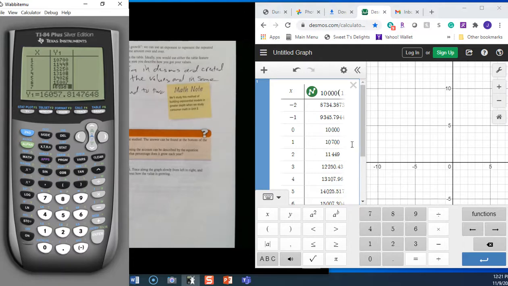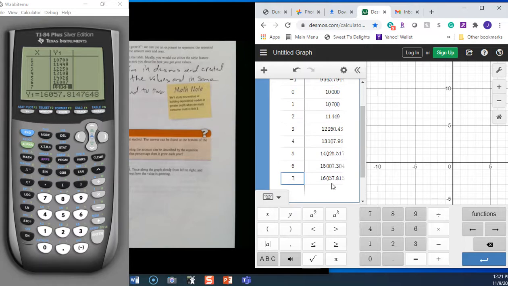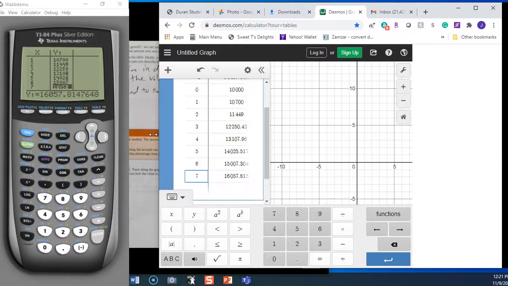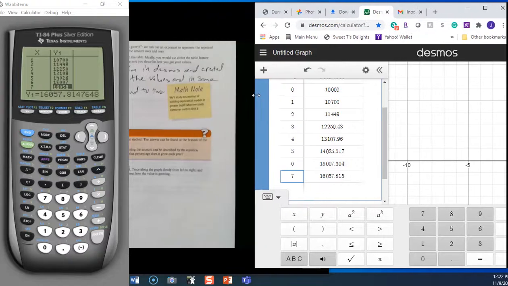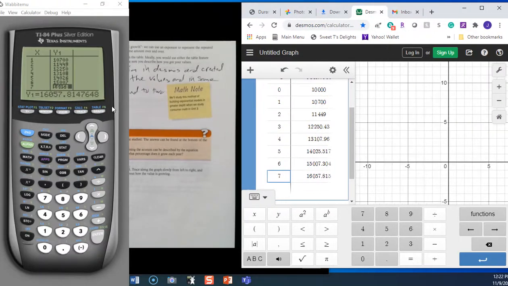Okay, and also here, when we got to 7, remember how I told you when we got this 5 here, when we get to 7, it was 16,057.8147. This only rounds to 3 decimal places. That's how we got the 0.815. So like I had said, it was supposed to still be 0.81. So this is how you basically do it in the TI calculator.